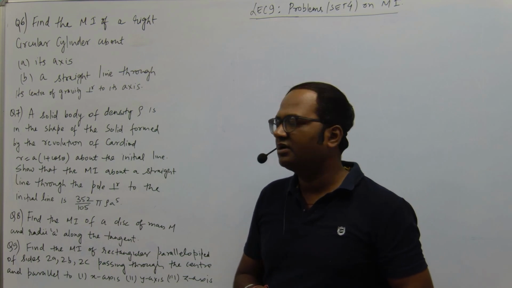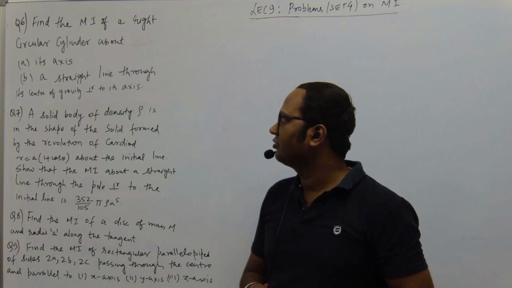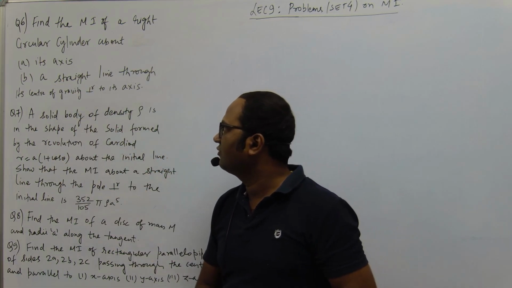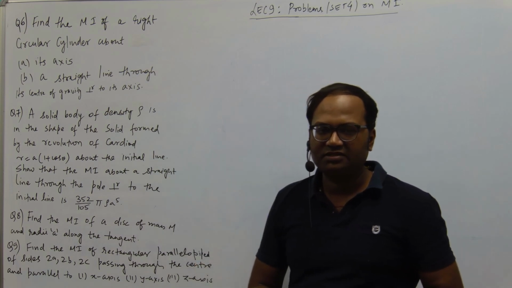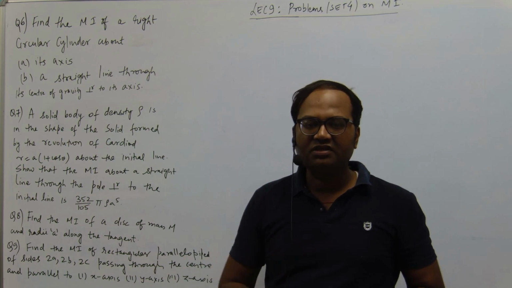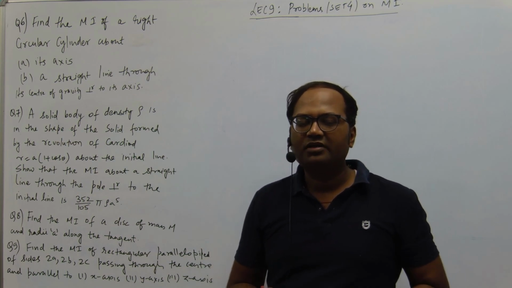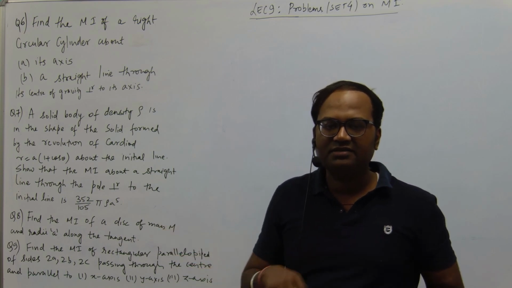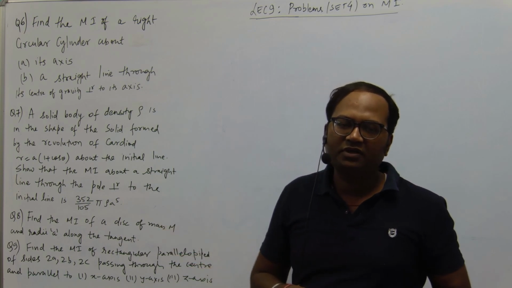So in the first case we have to find the moment of inertia about the axis of the cylinder. In the second case we have to find the moment of inertia about a straight line through the center of gravity that is perpendicular to its axis, that is, the axis lying in the plane of the cross section.